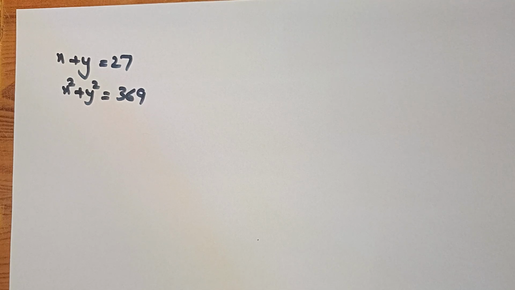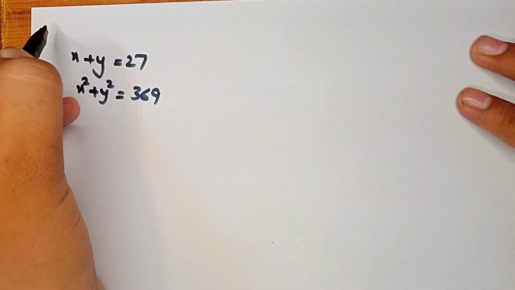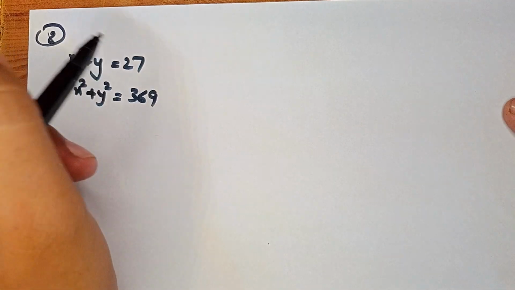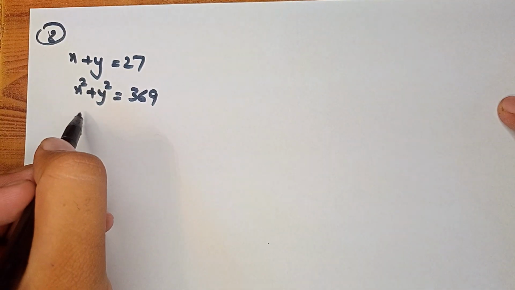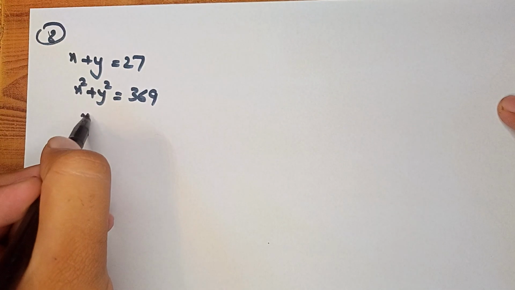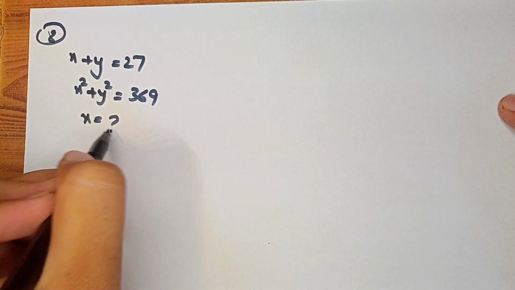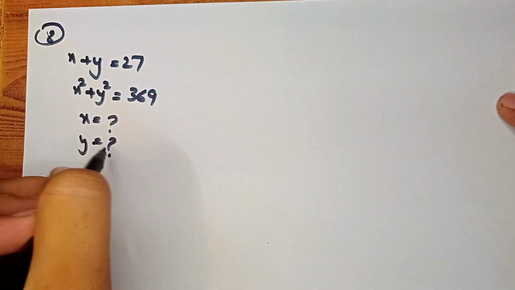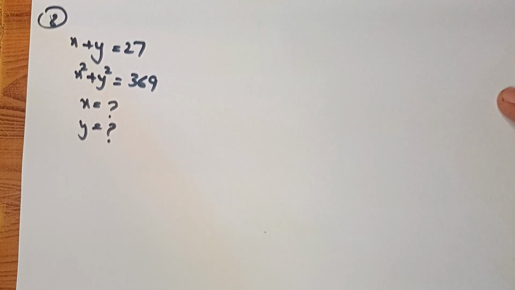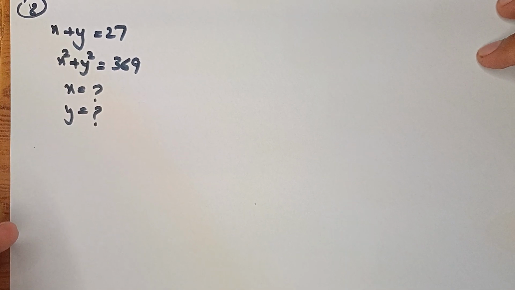Guys, we have come to another question, question number 8, and how to solve this problem. In this question x is unknown and y is also unknown. We have to find these two values. What is our solution?